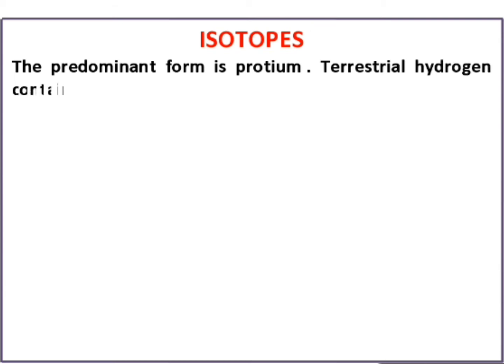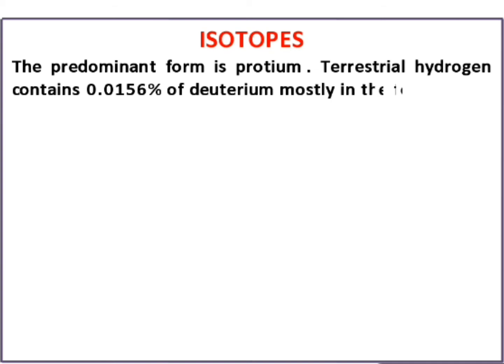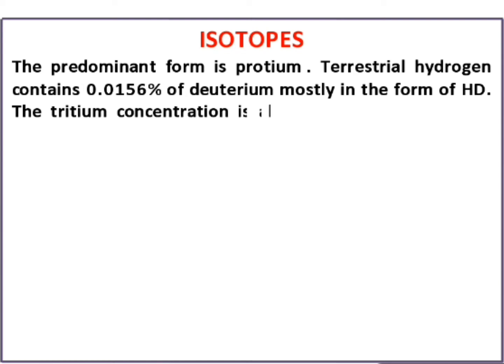These are actually the isotopes. So we are discussing the isotopes of hydrogen. Remember this: what are isotopes? Atomic number is the same, atomic mass is different. Hydrogen has 3 isotopes: protium, deuterium and tritium. So let's see the occurrence of these 3 isotopes.